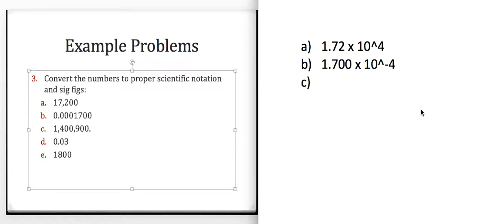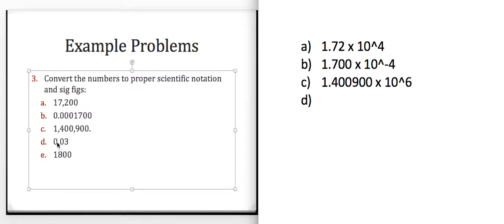Okay, C. I have 1,400,900. But I notice there's a decimal point on the end, which means I have to include all the zeros in that number. 1.400900 times 10, and this decimal point moved over 6 places, making this digit smaller, means my exponent goes up to the 6. D, this is a pretty easy one.